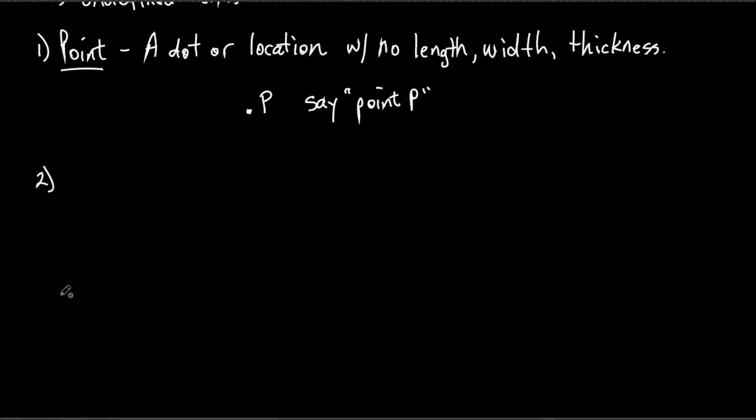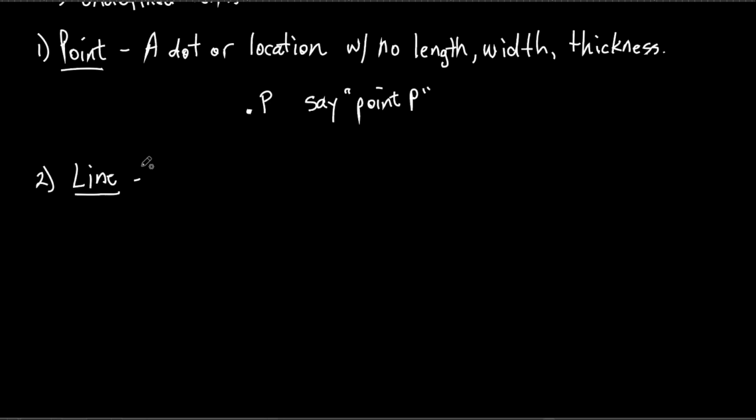Scooch this up. Number 2 would be a line. Again, you'd think there would be a definition for a line. I bet you anything, if you look it up in a dictionary or Google it, there probably is a definition for line. But our book says it's one of the undefined terms. The reason it's an undefined term is because a line is made up of a bunch of points. And if a point is undefined, then a line must be undefined as well.